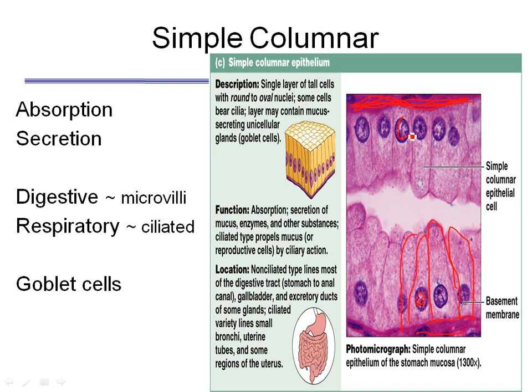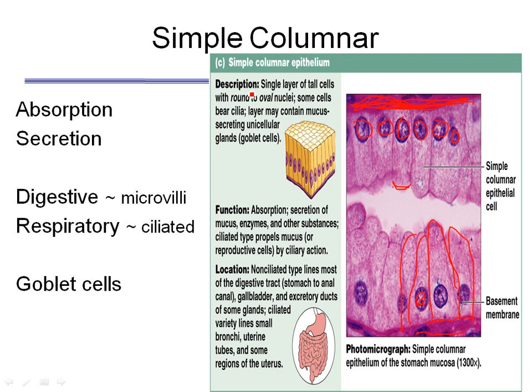So if you focus just on the nuclei, because they're dark and easy to see, you can see it's one layer of nuclei. If it's one layer of nuclei, it's one layer of cells, and these cells run from the basement membrane to the apical surface. They're definitely longer than they are wide. So that's simple columnar. It is also for absorption and secretion.